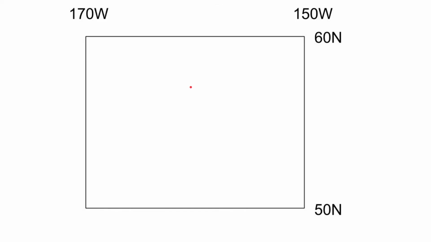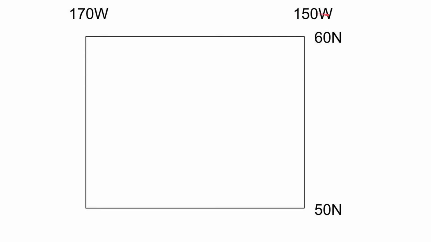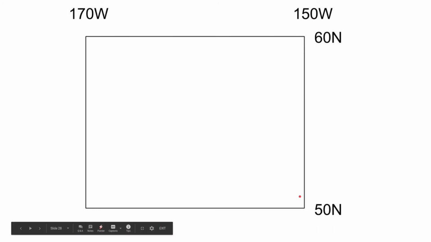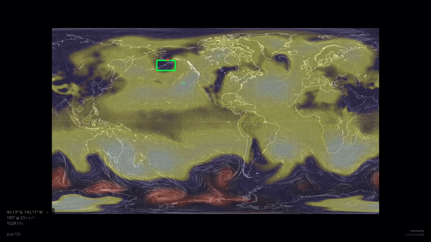So another example, so this one now is 10 degrees high by 20 degrees wide. So this is actually going to be two boxes. So it's going from 150 to 160, 160 to 170, 60 degrees north to 50 degrees north. So now we're at 170, 160, 150. Remember that was 40 degrees, that's 50 degrees, so that's 60. So there's 60 north, there's 50 north, 170 west, 150 west.